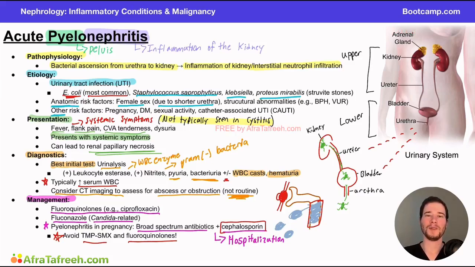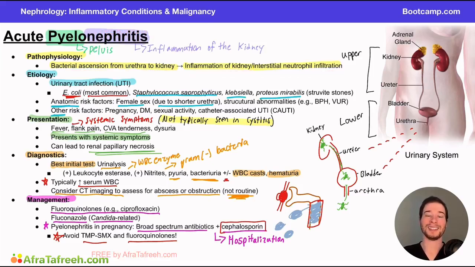So just a quick recap of this video, we're talking about pyelonephritis, pyelo meaning pelvis, nephritis meaning inflammation of the kidney. This is when bacteria ascends from the urethra all the way up to the kidney, not just to the bladder, but all the way to the kidney. You get inflammation as well as interstitial neutrophil infiltration.